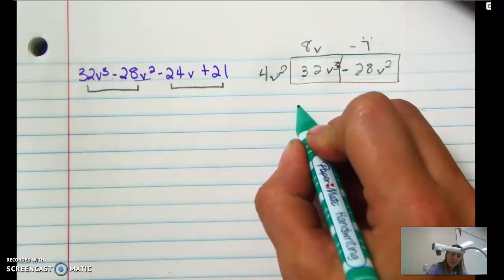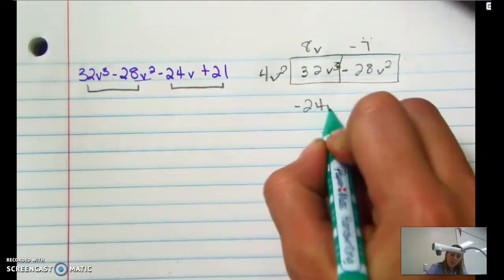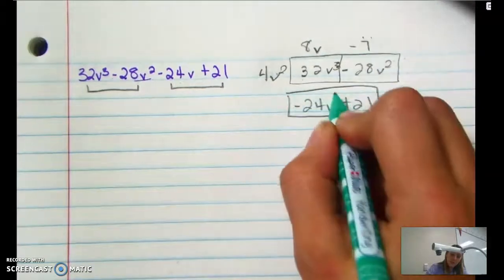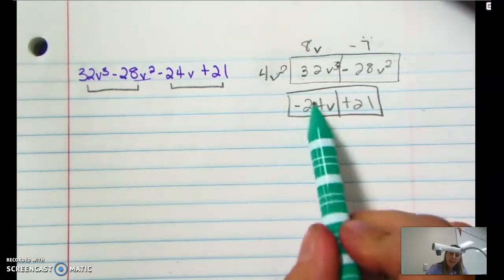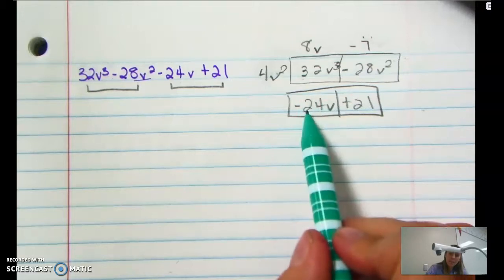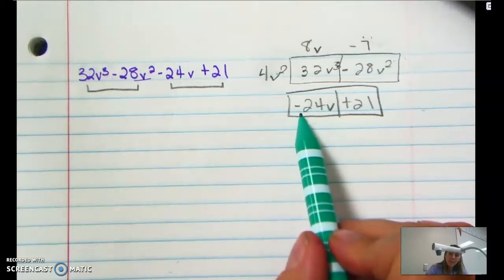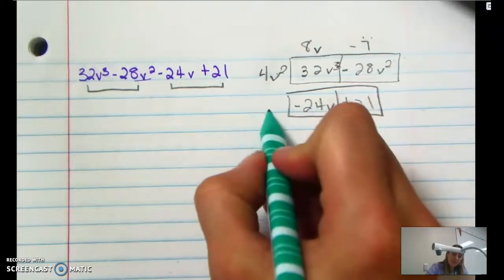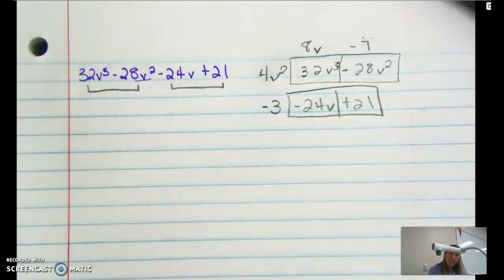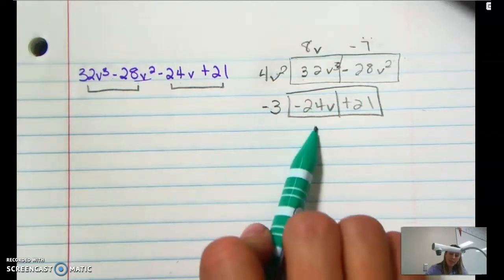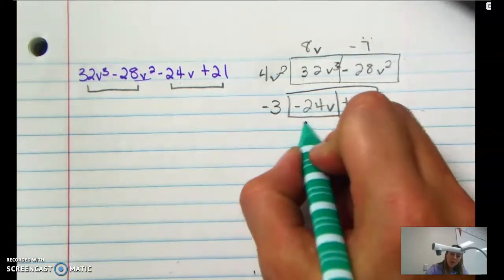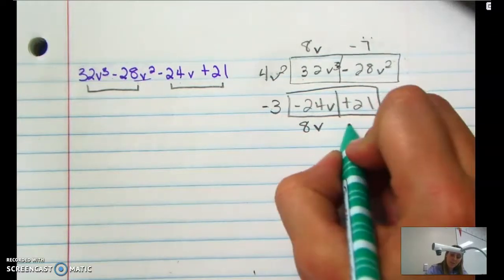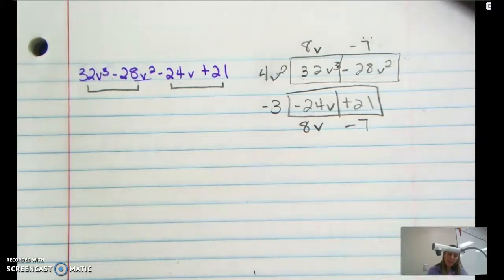So then let's do 24 and 21. So we have negative 24v plus 21. Okay, this number is negative, so whatever I factor out, I need to factor out a negative. And it looks like 3 is going to be the greatest thing that will come out of that. So we're going to pull out a negative 3. So negative 3 times a positive 8v will get me that. And negative 3 times a negative 7 will get me that.